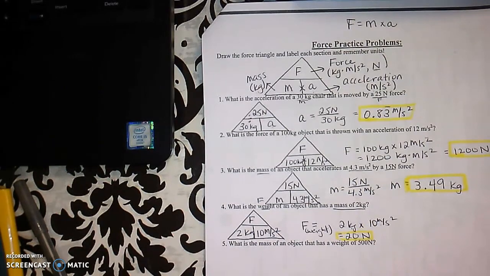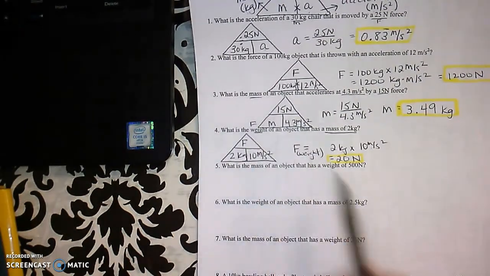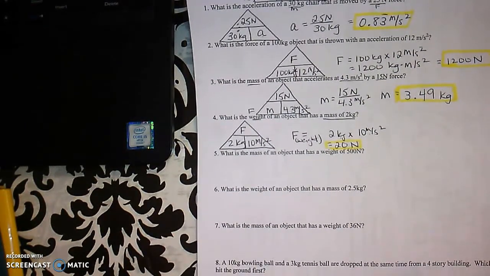So anytime you're doing a problem and it seems like you're missing a piece of information and it has to do with weight, we know that it's that acceleration number for gravity.